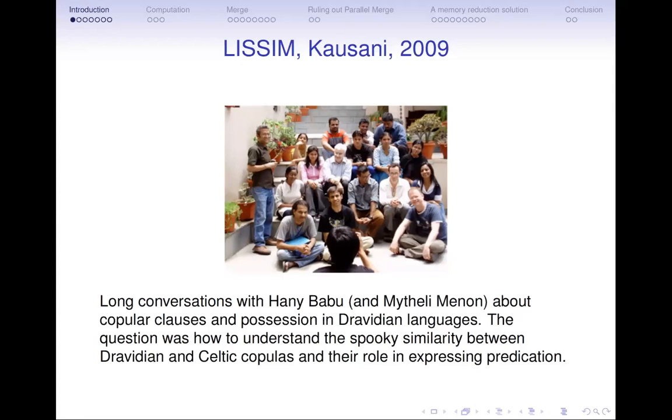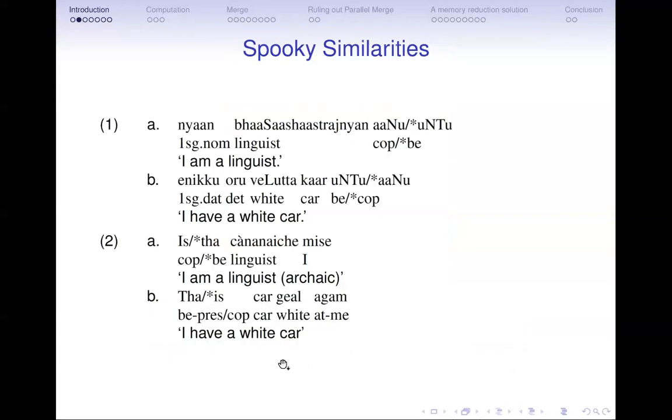I was interested in learning about how these worked in Dravidian languages and in many of the other languages spoken by students at that summer school. Particularly, I was interested in how to understand the spooky similarities between the way that copulas worked in Dravidian languages and Celtic languages. So I'm just going to give you a taste of that, but that's not really what the talk is about. So here are some of the spooky similarities.